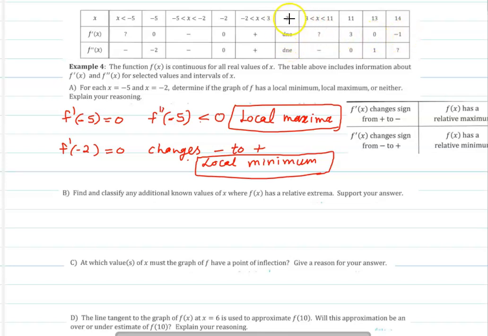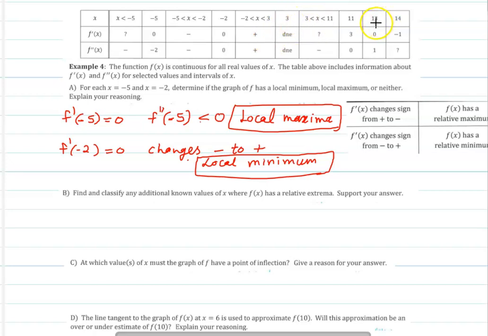We can't say anything about 3 because we are not sure about the sign of the derivative on the right side of 3. The first derivative test cannot be used here, and neither can the second derivative test, because the second derivative also does not exist here. So we can't say anything about 3.